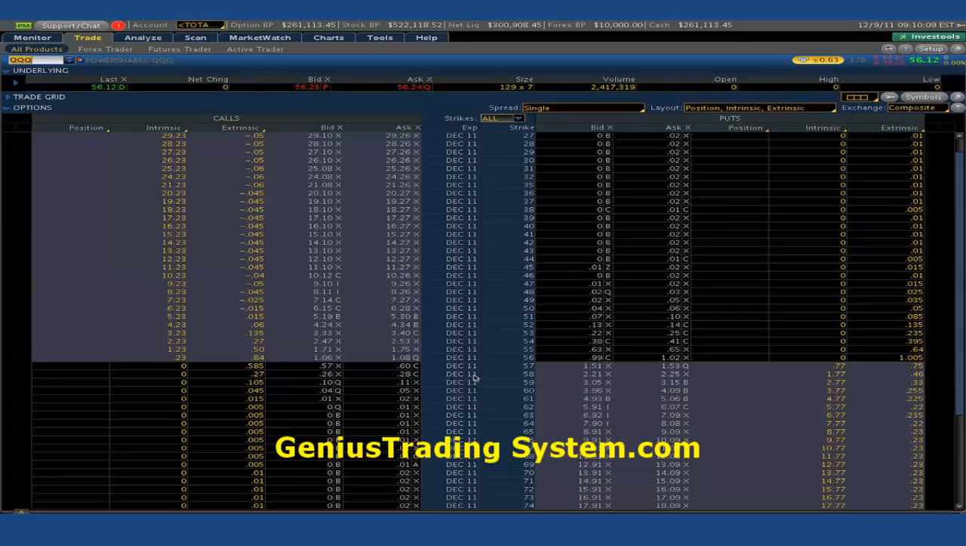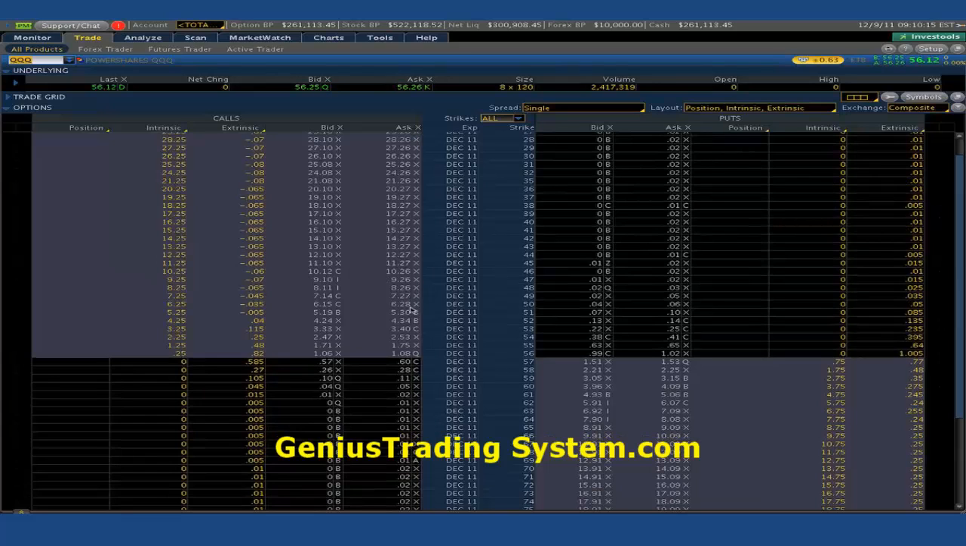Now, the buyer of a call option wants the stock market to go up. The seller of a call wants the stock market to go down, or at least stay very near its current level. And there are specific reasons for that we'll go into very shortly.